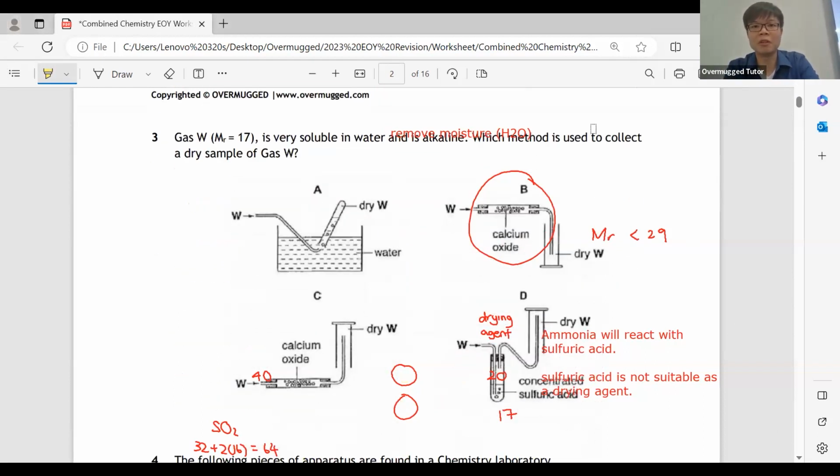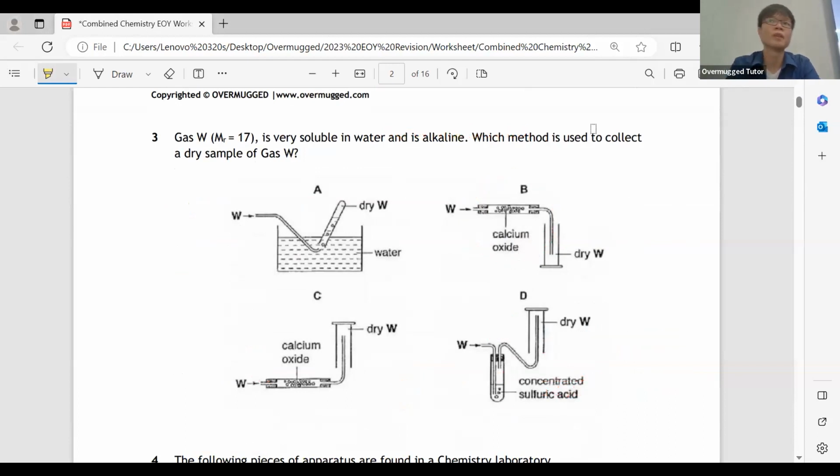Okay, just more variations of it. Gas W, as you can see, they like to test ammonia. MR 17 is actually ammonia, but they don't tell you. They say it's alkaline in nature and soluble in water. Which method is used to collect a dry sample of gas W?